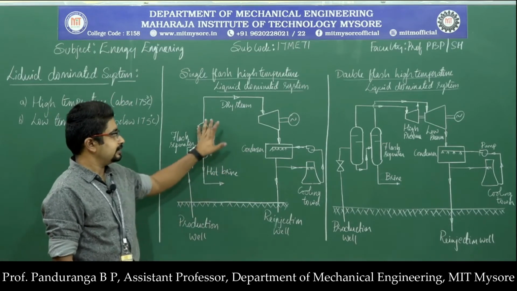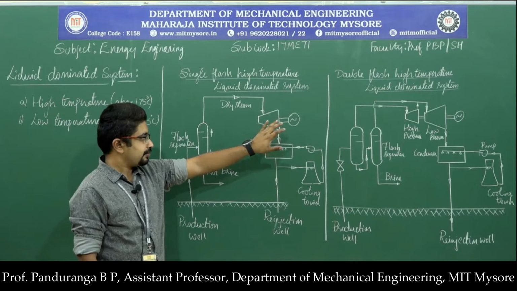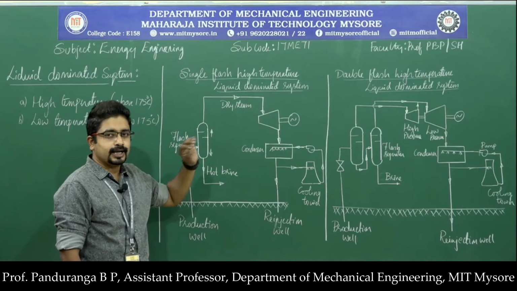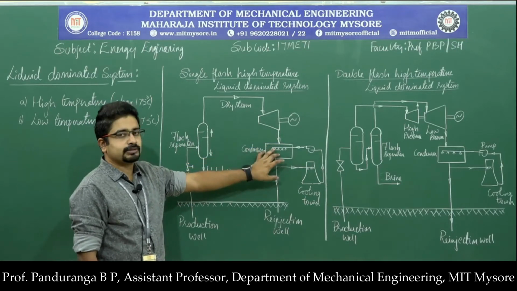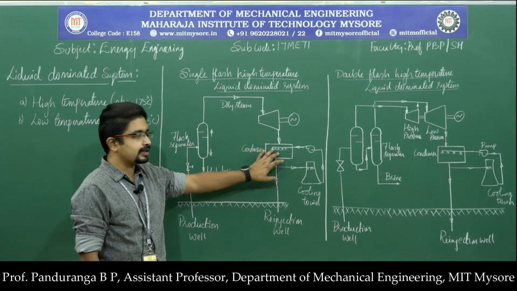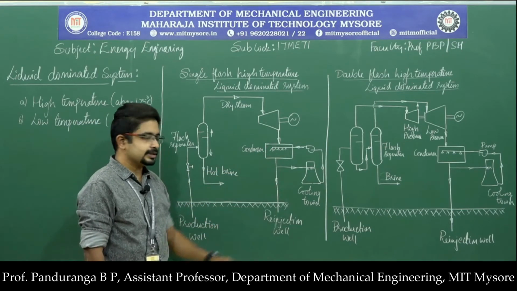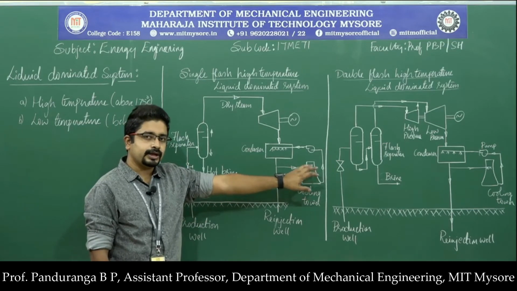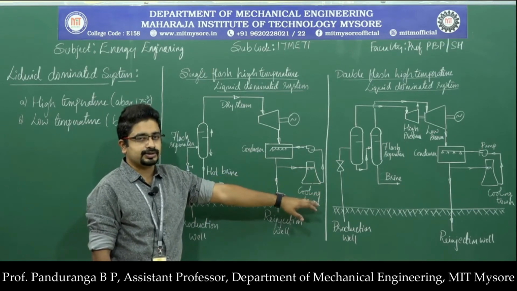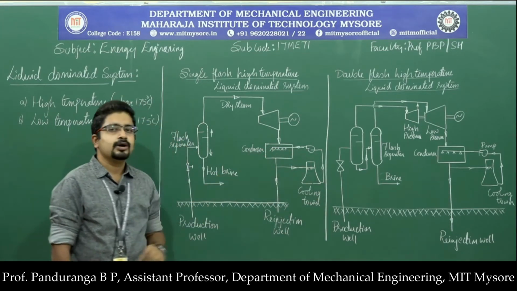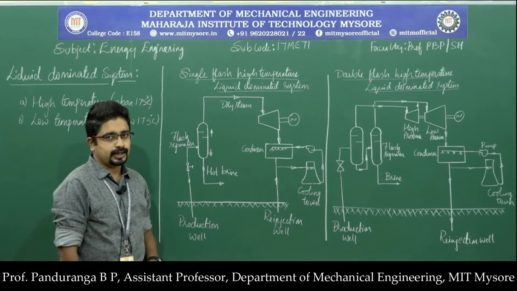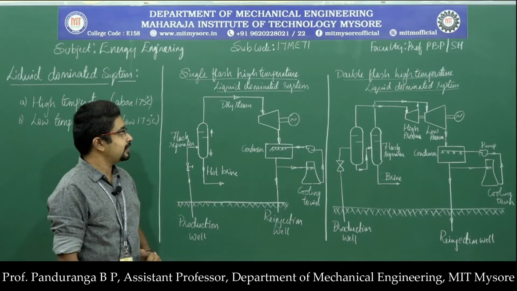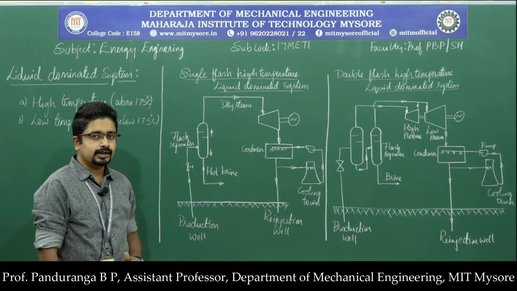The steam passes through the turbine and produces mechanical work, which is coupled to a generator which produces electrical energy. Then the steam is supplied to the condenser, where it gets condensed back into liquid water, and that will be re-injected, and a part of that liquid water will be supplied to the cooling tower, where its temperature further reduces, and then that will be supplied as cooling water for the direct contact condenser. So this is the working of a single flash liquid dominated high temperature geothermal system.